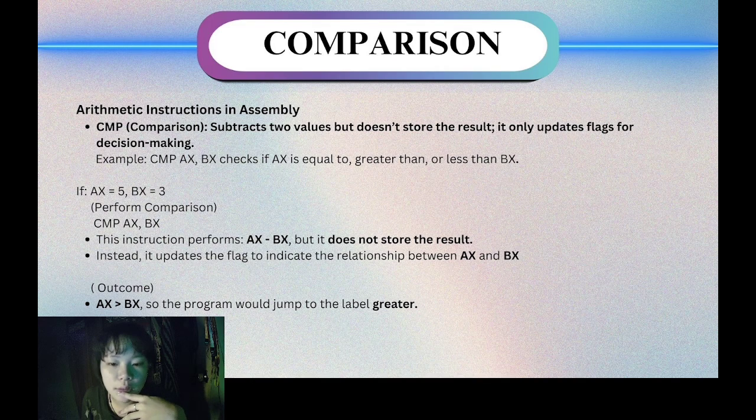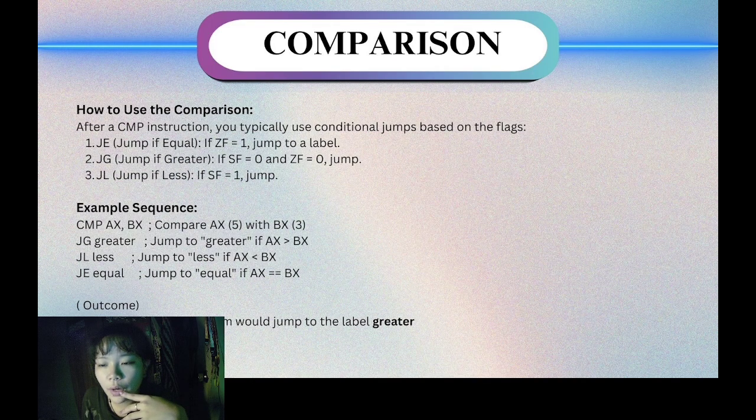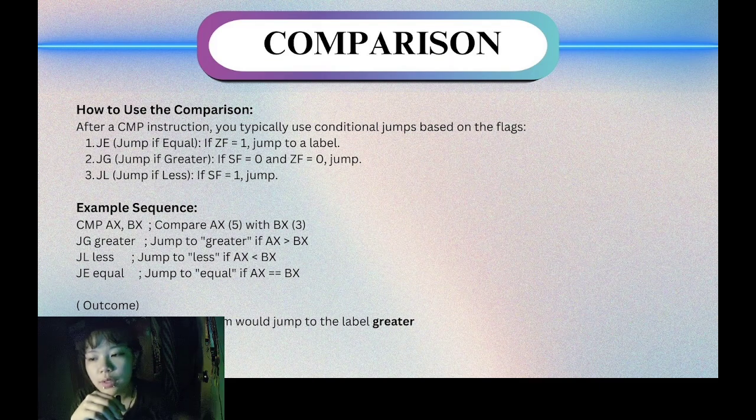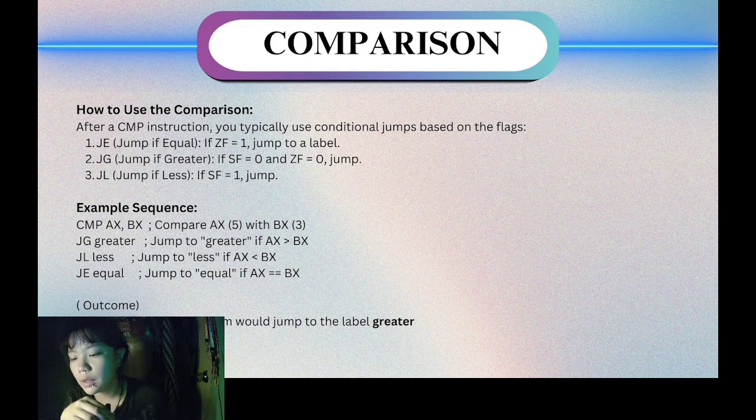So how does it happen? How do we use a comparison? After a comparison instruction, we typically use conditional jumps based on the flags. JE means jump if equal. For example, if ZF is equal to 1, just simply jump to a label. JG means jump if greater: if SF is equal to 0 and ZF is equal to 0, you will just jump. JL means jump if less. If SF is equal to 1, just jump.